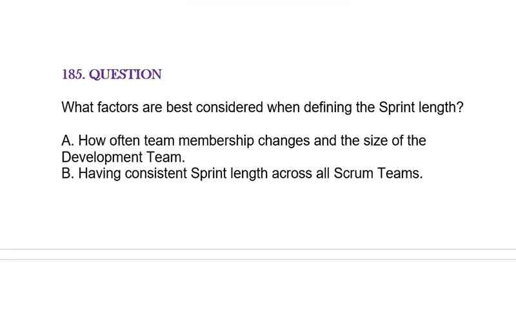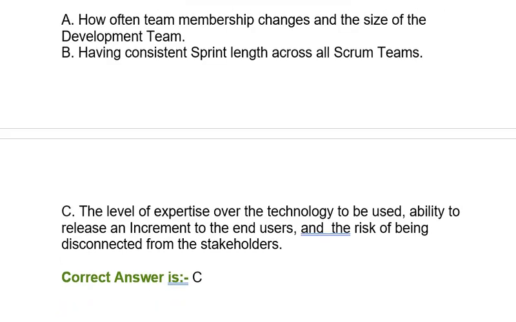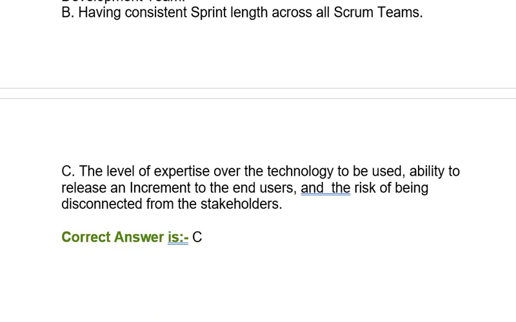Question is what factors are best considered when defining the sprint length? Option A how often team membership changes and the size of the development team. Option B having consistent sprint length across all Scrum teams. Option C the level of expertise over the technology to be used, ability to release an increment to the end users, and the risk of being disconnected from the stakeholders. Correct answer is option C.